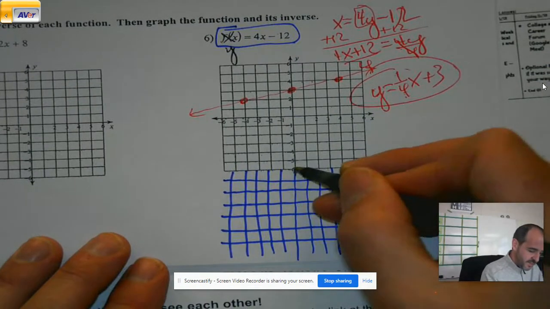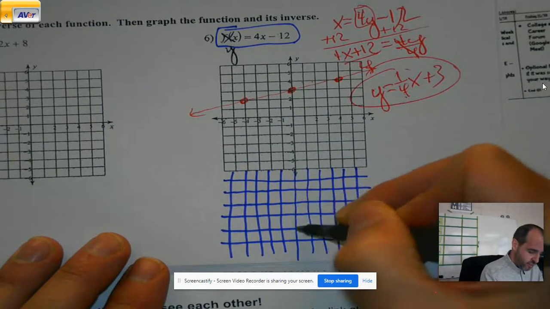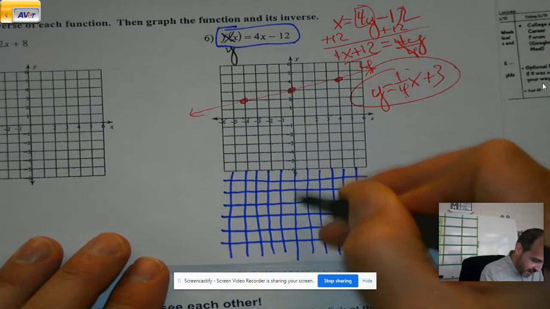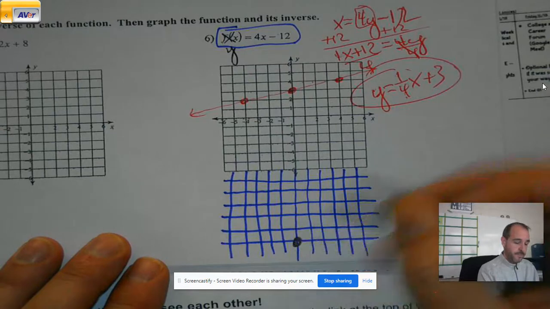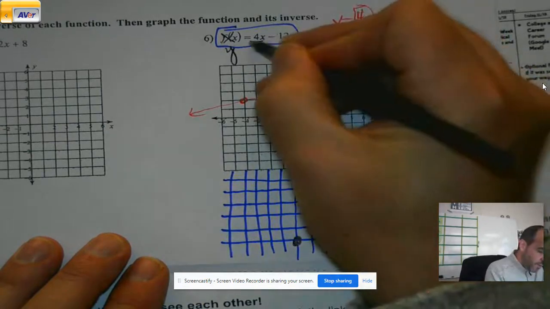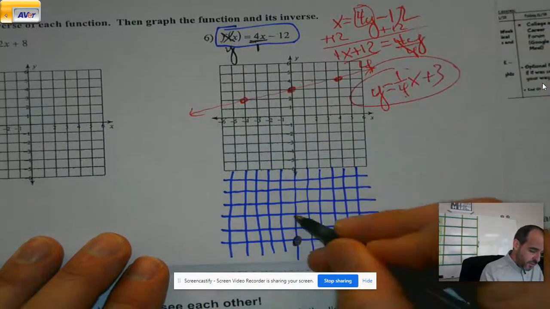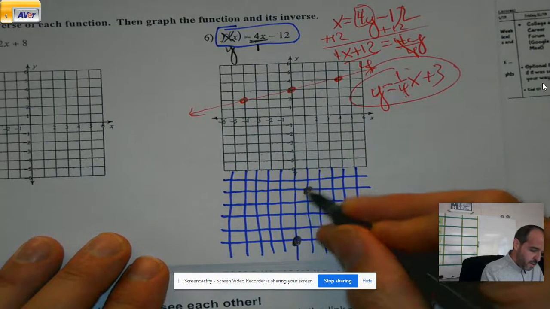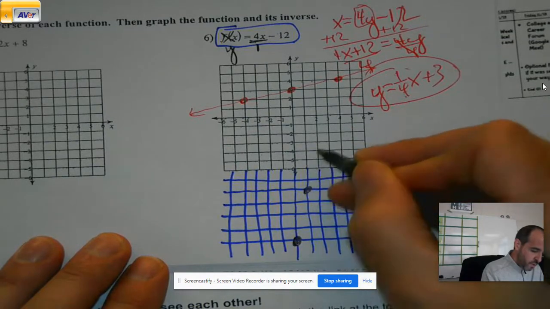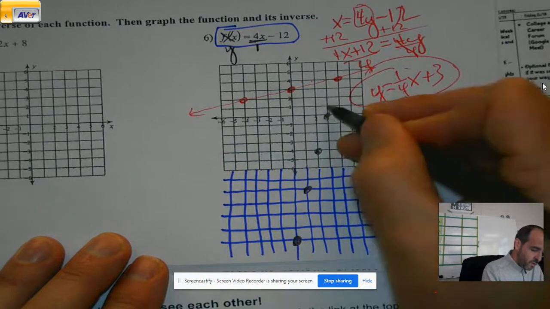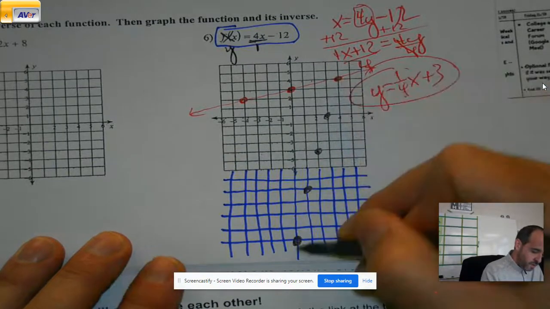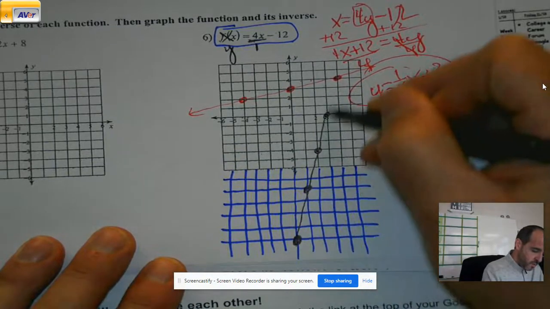So let's see, 6, 7, 8, 9, 10, 11, 12. Okay. So there's my y-intercept. My slope is 1, 2, 3, 4, 1. 1, 2, 3, 4, 1.